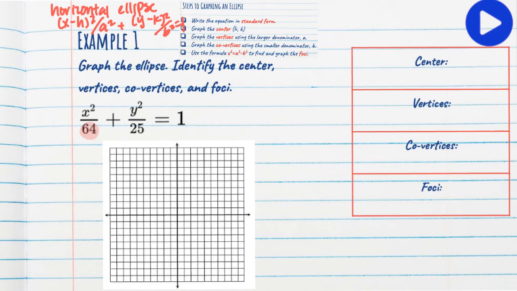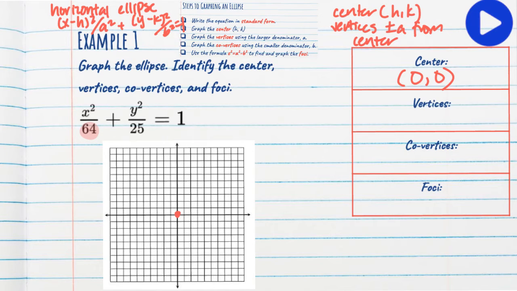Now, remember, (h, k) is the center. So the center of this is going to come from the numbers that are added to our numerators. But now notice that there's nothing added to x and there's nothing added to y. So the center is (0, 0). Now we can find the vertices. Now if you recall from earlier, the vertices are plus and minus a units away from the center.